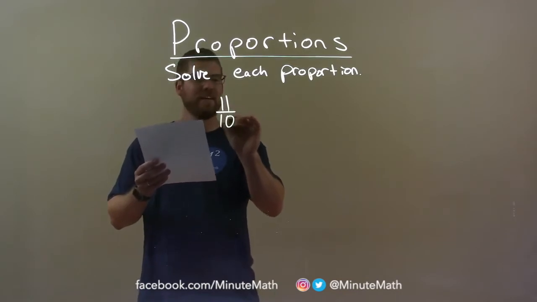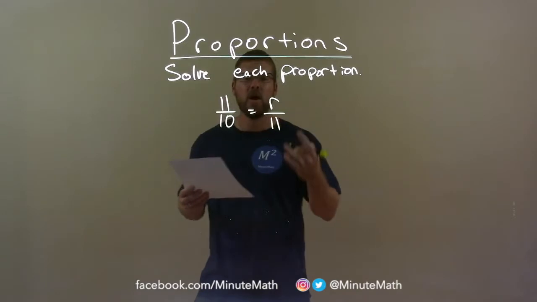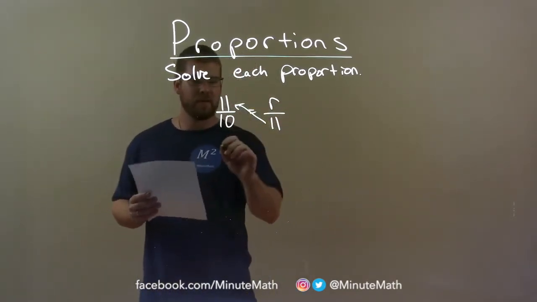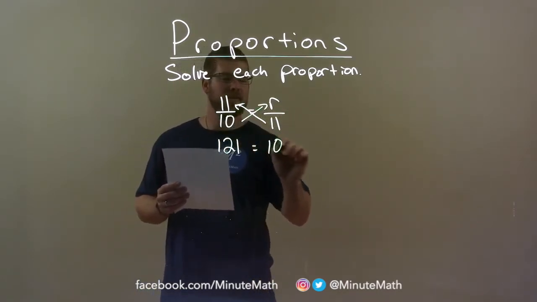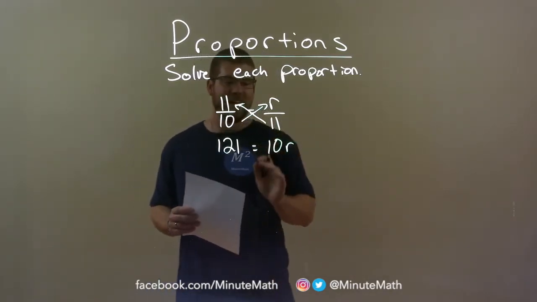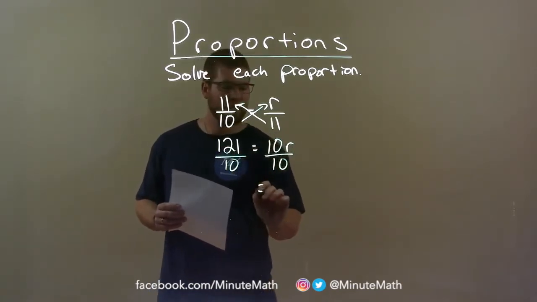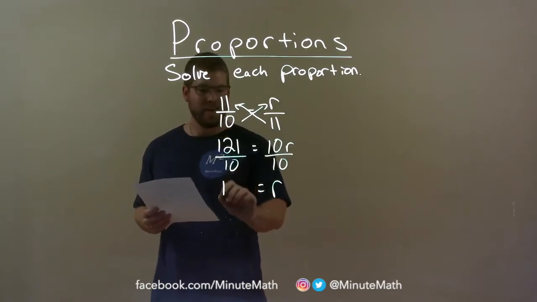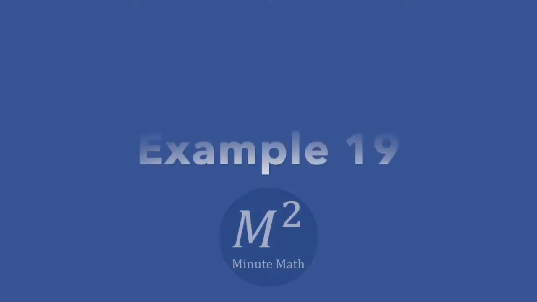11 over 10 equals r over 11, all right? What I want to do is cross multiply. 11 times 11 is 121, and 10 times r is just 10r. Then from there, when we want to get r by itself, divide both sides by 10. That gives me r by itself to the right. 121 divided by 10 is 12.1, and so that is our final answer.